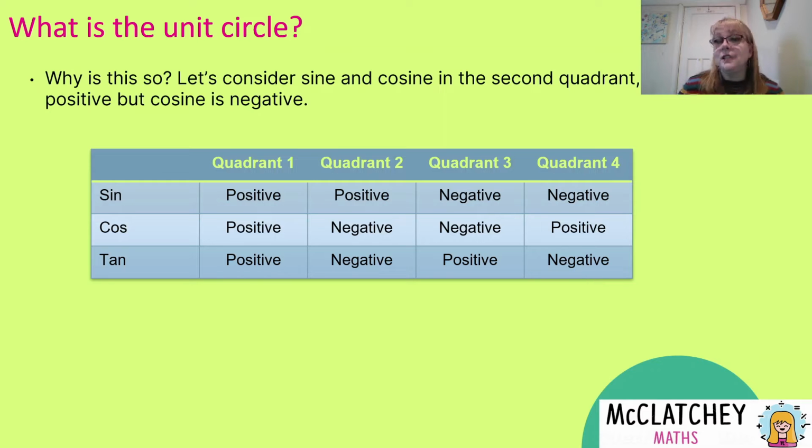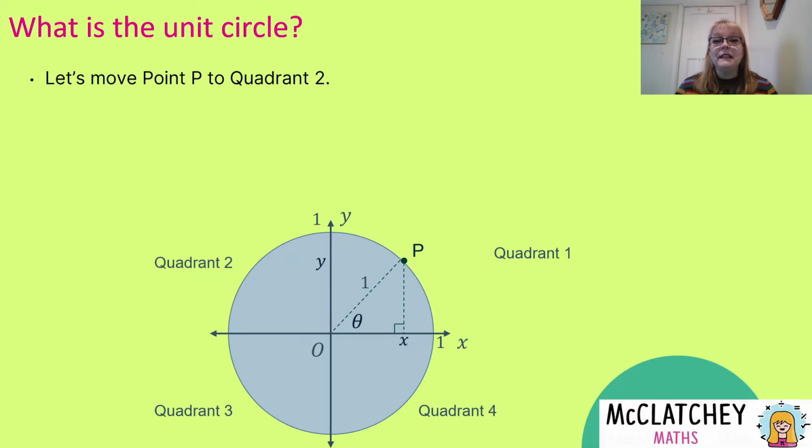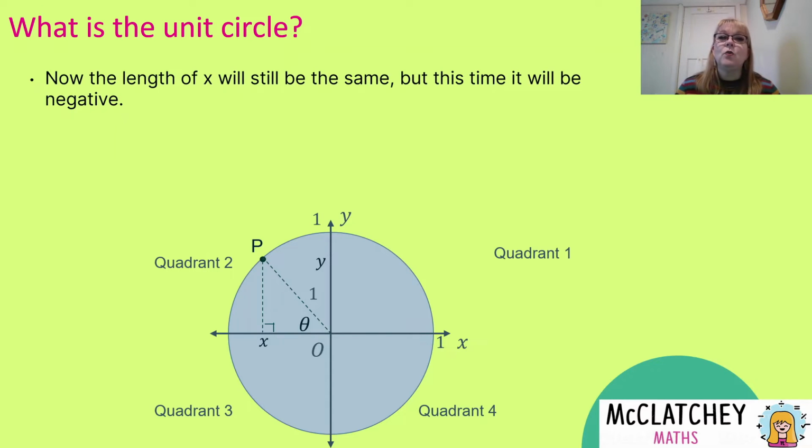Let's have a look just at the second quadrant, and the principle will follow to the other two quadrants as well. So let's think about sine and cosine. What's happening to them in that second quadrant where sine is positive and cosine is negative? So let's now have a look again at our unit circle. We've got point P. At the moment it's in quadrant 1. Let's move it over to quadrant 2.